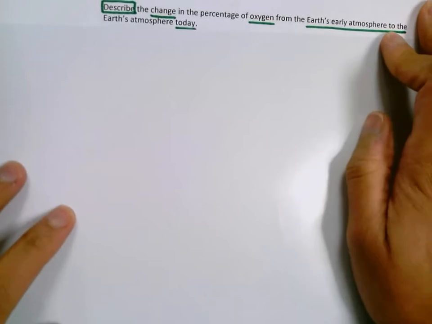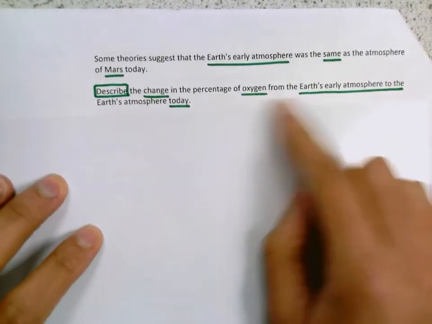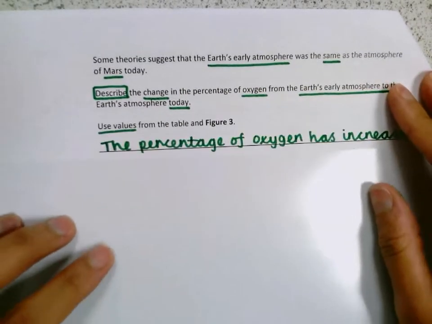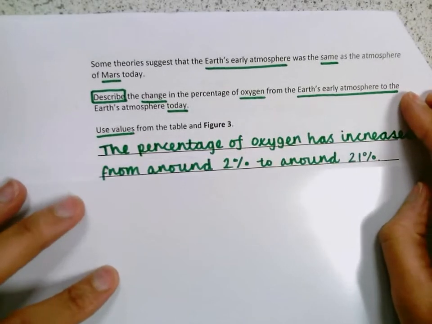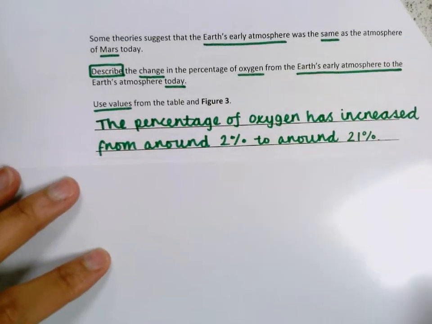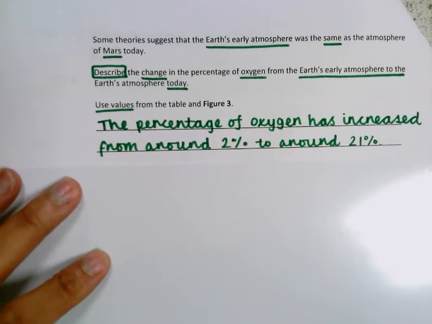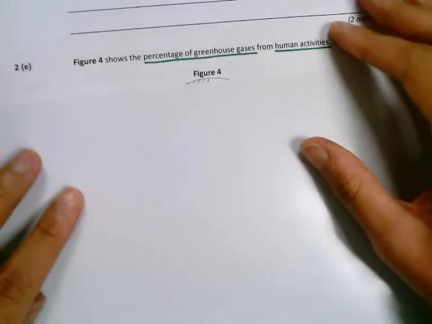Some theories suggest that the Earth's early atmosphere was the same as the atmosphere of Mars today, so massively different. Describe the change in the percentage of oxygen from Earth's early atmosphere to today. Well, one thing I've said is the percentage value of oxygen has increased from around 2% to around 21%. You could have talked about the amount of nitrogen increasing, you could have talked about the decrease in carbon dioxide.